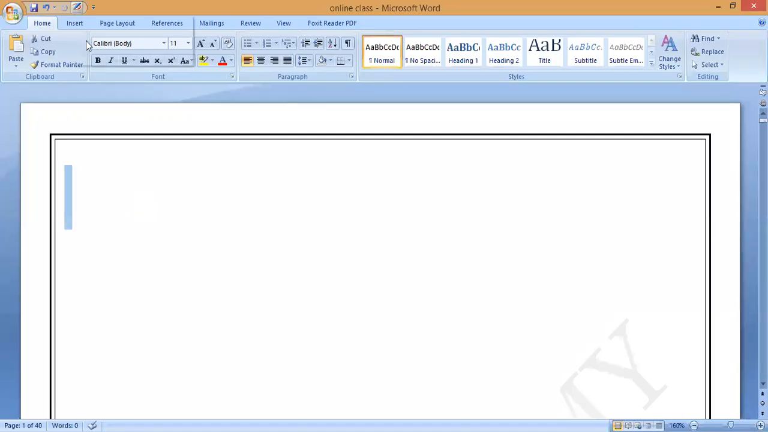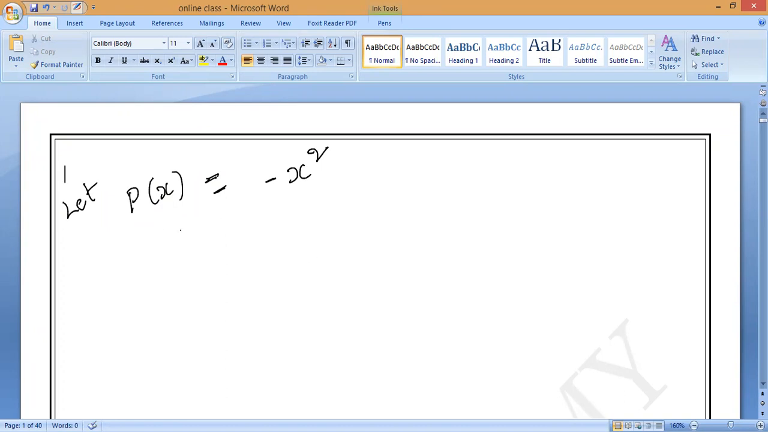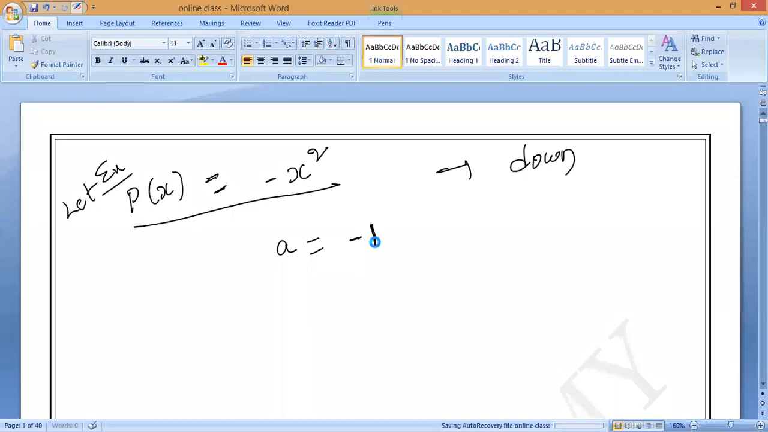Wait. Suppose P of x equals a downward parabola. For example, our quadratic polynomial is minus x square. This is our example for a downward parabola. In this case, what is our a value? Minus 1. It is less than 0, correct? Yes, ma'am, less than 0. So, substitute the points.